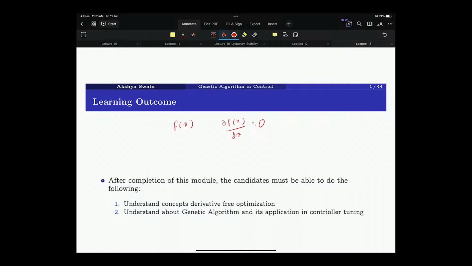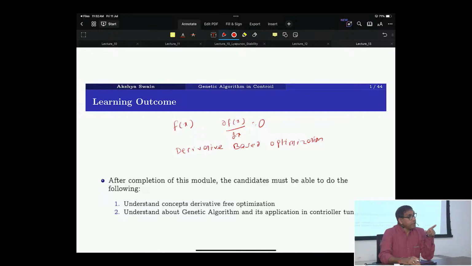So those types of optimization techniques which we have studied in schools and colleges are called derivative-based optimization. You take a differentiation. But as I told you, the derivative operator is a very serious operator which should be avoided under any circumstances. Because when you are differentiating, in many cases, for many functions, the differentiation doesn't exist, right?